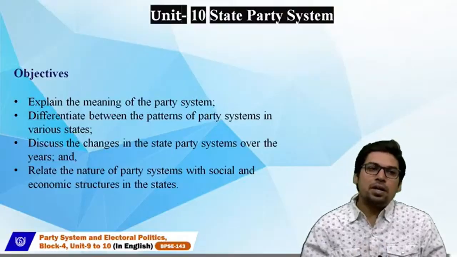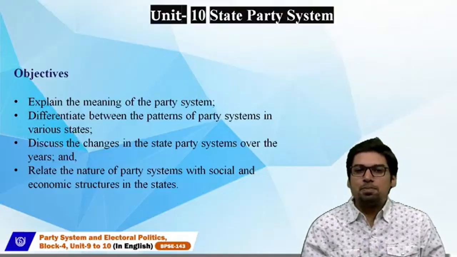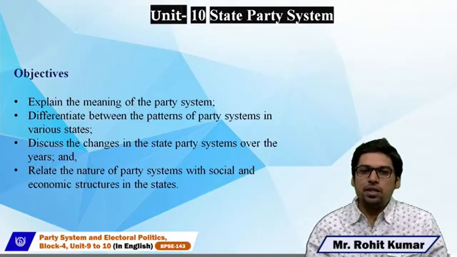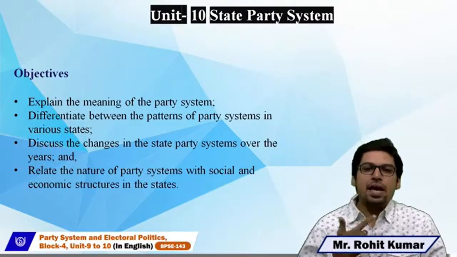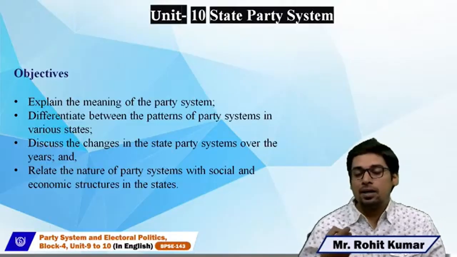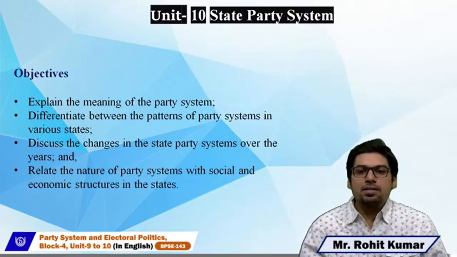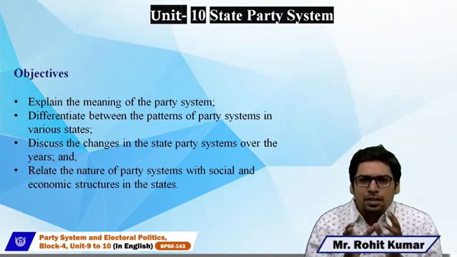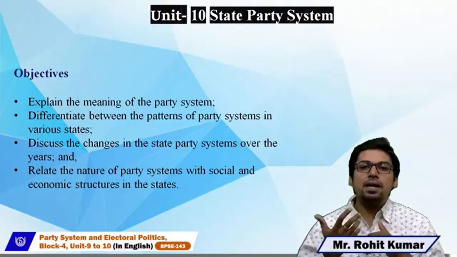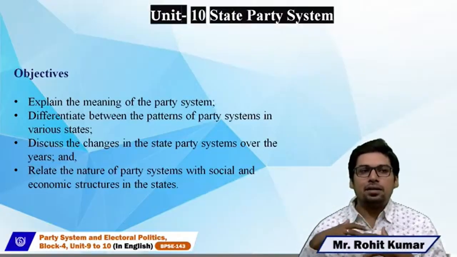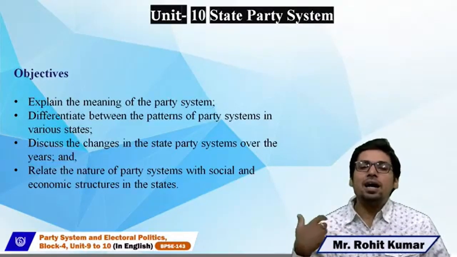There are some objectives related to this unit. Number 1 is to explain the meaning of the party system, and the second is to differentiate between the patterns of party system in various states like UP, Bihar, Karnataka, Tamil Nadu, etc. Number 3 is to discuss the changes in the state party system over the years. Changes means various parties emerging in state politics, like Apna Dal and the Samajwadi Party in UP, and in Delhi we can also see the Aam Aadmi Party.